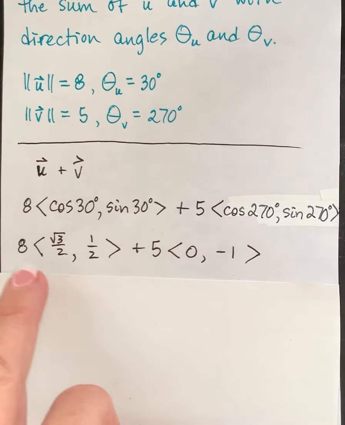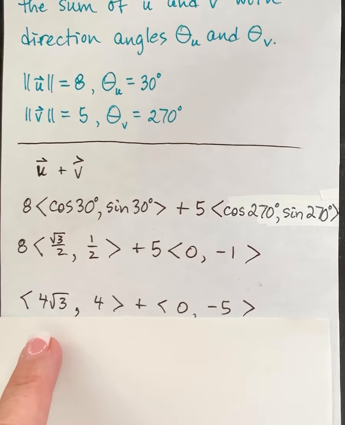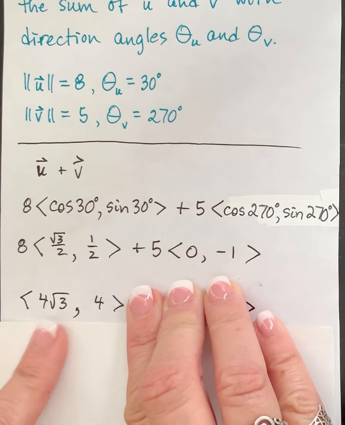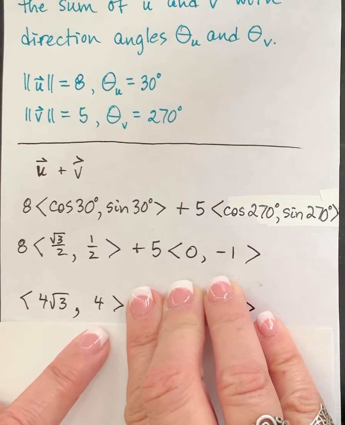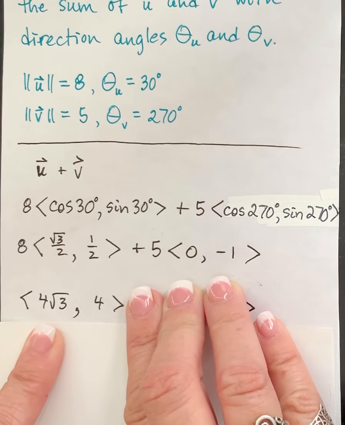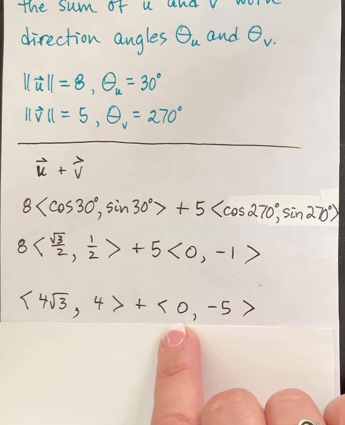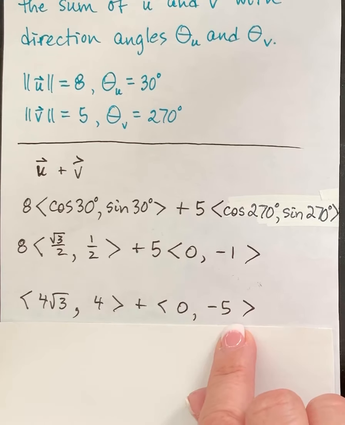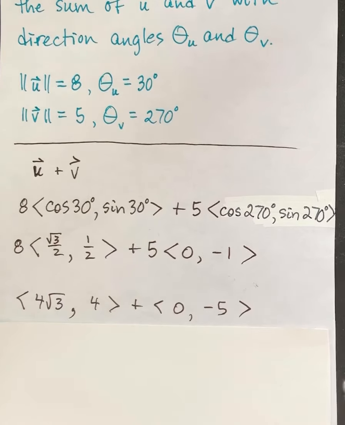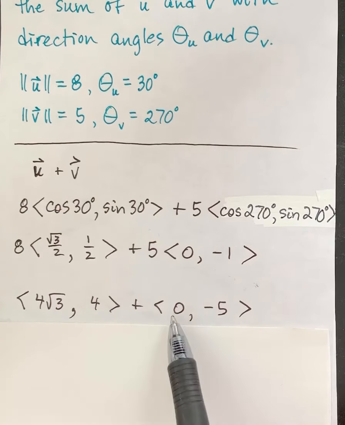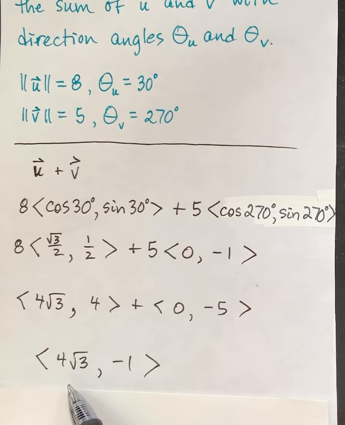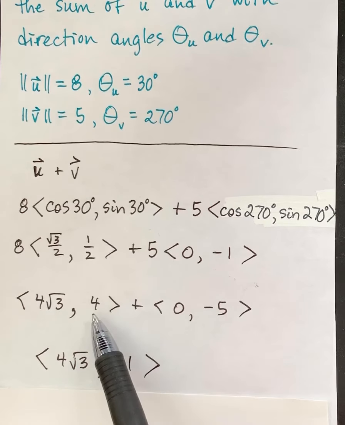And then if I multiply by the magnitudes, this is the component form of vector u, written with its horizontal component and its vertical component. So 4√3 is the horizontal component, and 4 is the vertical. For vector v, the horizontal component is 0, and the vertical is -5. And then to add these together, I just need to add the two horizontal components. So 4√3 plus 0, that'll just be 4√3. And then add the verticals, 4 plus -5, and that'll be -1.